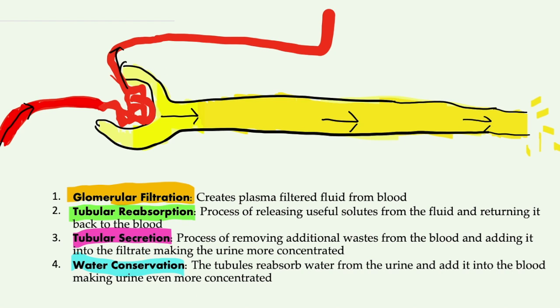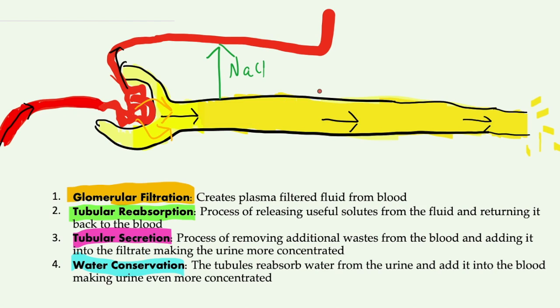To understand glomerular filtration, we also want to understand the mechanisms of urine formation. We'll start with glomerular filtration, which creates plasma-filtered fluid from the blood, which moves on through the renal tubule. Second, we have tubular reabsorption, which is a process of releasing useful solutes from the fluid and returning them back into the blood. An example would be salt.